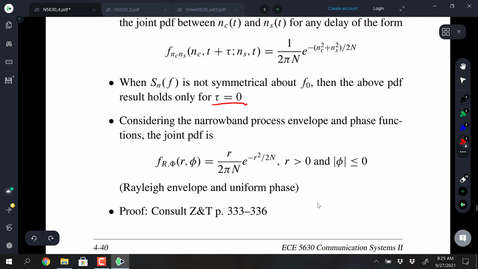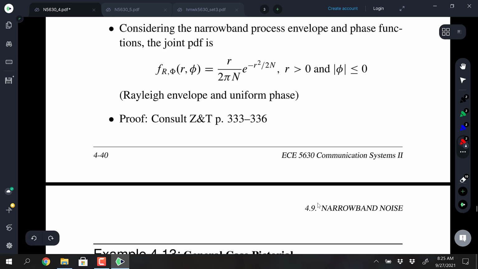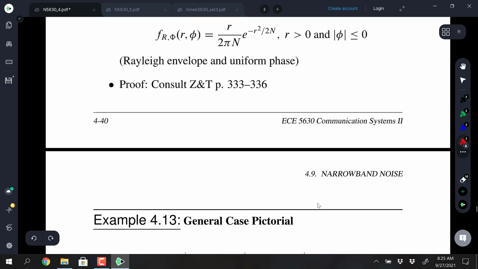Just another note along the way: if you look at the envelope and phase function of this joint PDF, it's going to have a Rayleigh PDF for the envelope, and then a uniform distribution for the phase. This was talked about when we were looking at jointly normal random variables, remember? Rayleigh and uniform. And we'll be getting into fading in a channel too, which is a multiplicative effect, but that's where Rayleigh and Ricean and other PDFs come up.